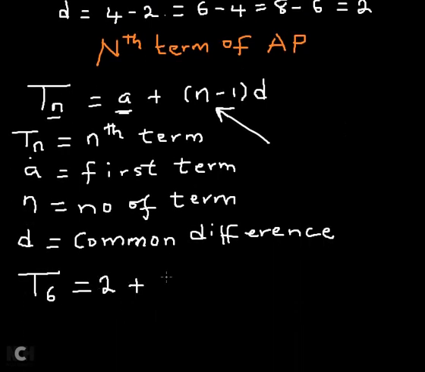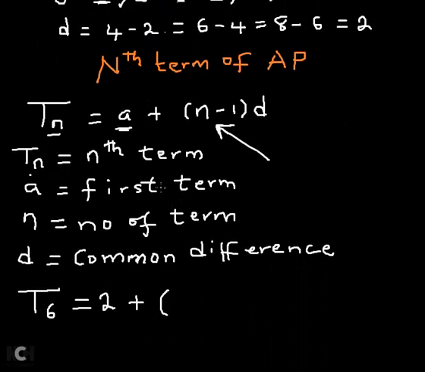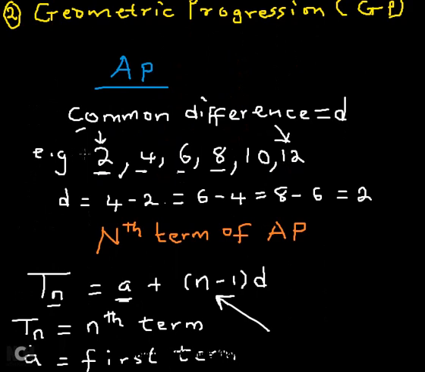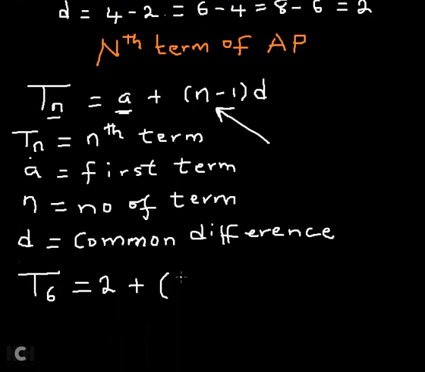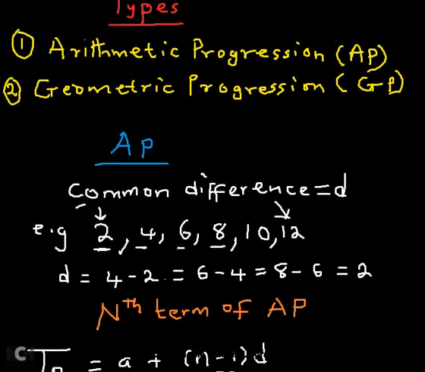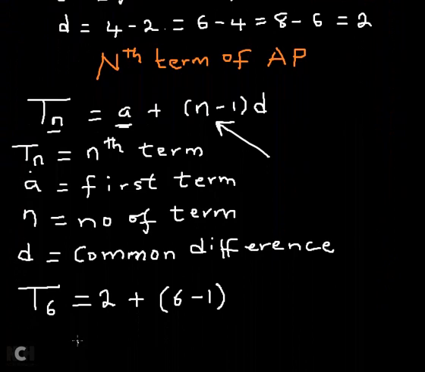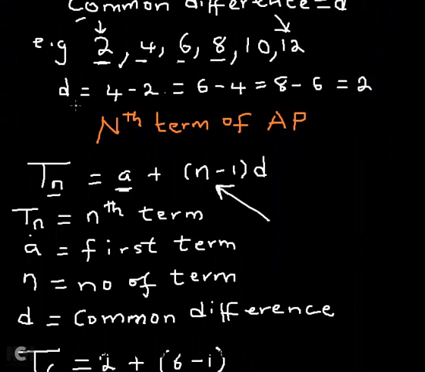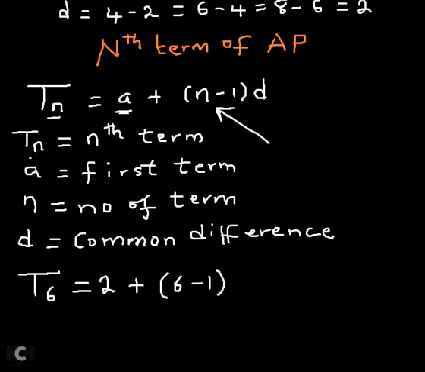Then plus bracket open. The n is the number of terms I'm looking for. The term I'm looking for is the sixth: 1, 2, 3, 4, 5, 6. That is the sixth term. Okay, so that's going to be equal to 6. Then, of course, minus 1. Bracket closed. Then multiply by the common difference. Okay, so what is the common difference? The common difference of this sequence is 2. So I multiply by 2.